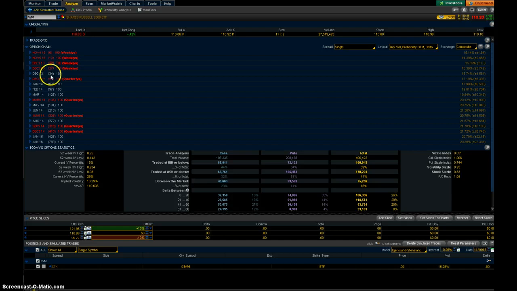The 34 represents the days to expiration. And if we go across all the way, we could see this number right here represents the implied volatility for December 13.